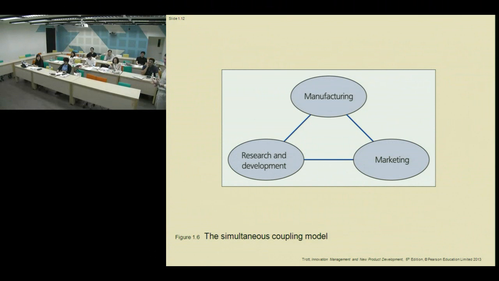We also have the simultaneous coupling model. We have R&D, manufacturing, and marketing working collaboratively, not independently. That's the difference from the previous model that was linear.